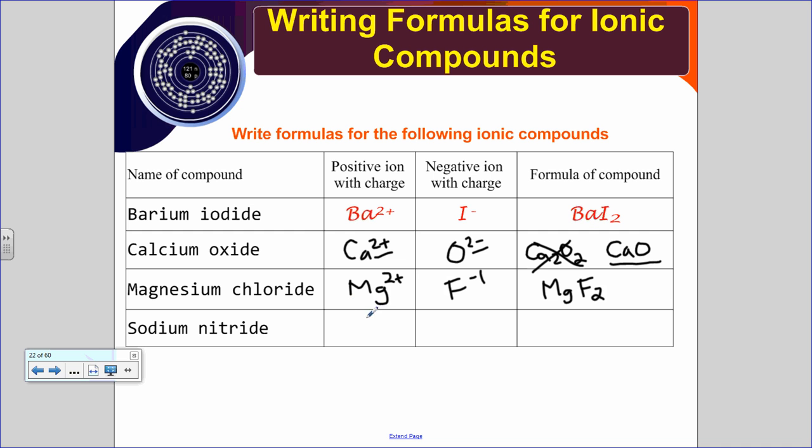Sodium nitride. Sodium symbol is Na. It is not S. Sodium symbol is Na. There's the charge. Nitride is not nitrite. Nitride is N3-. So, in expressing those 2 charges, I drop and switch: Na3N. Now that's simply writing formulas.